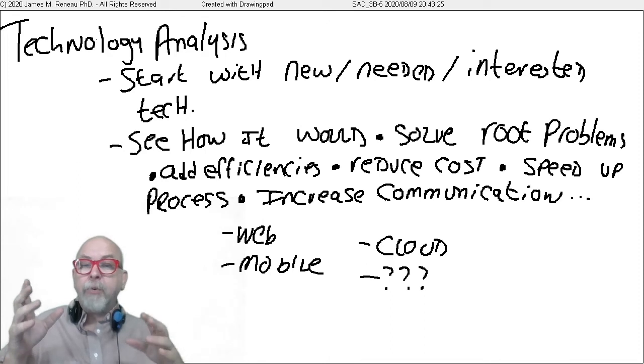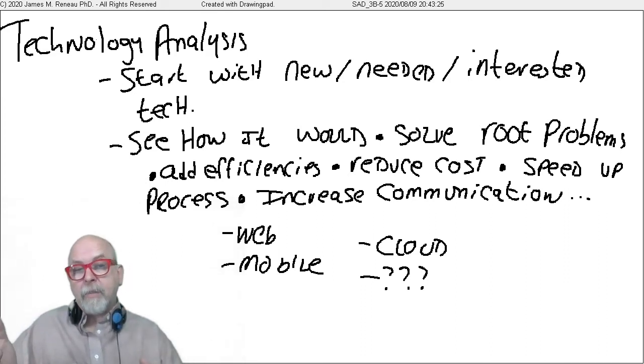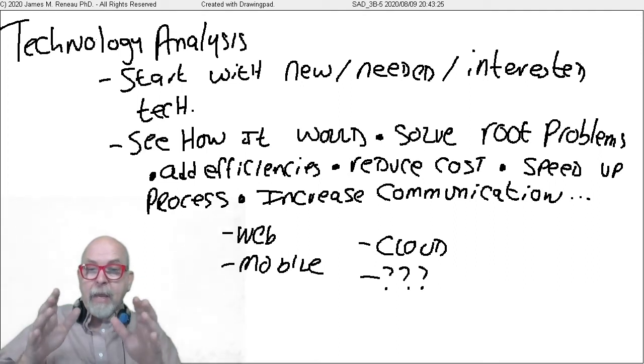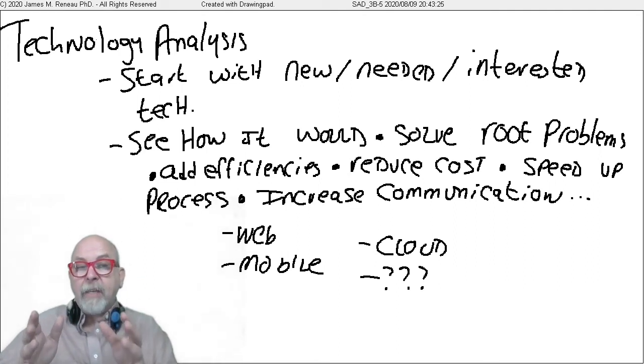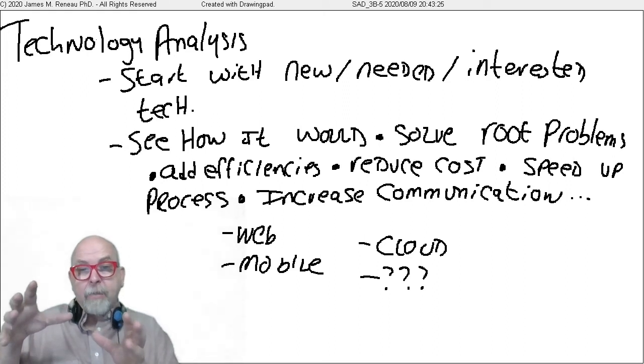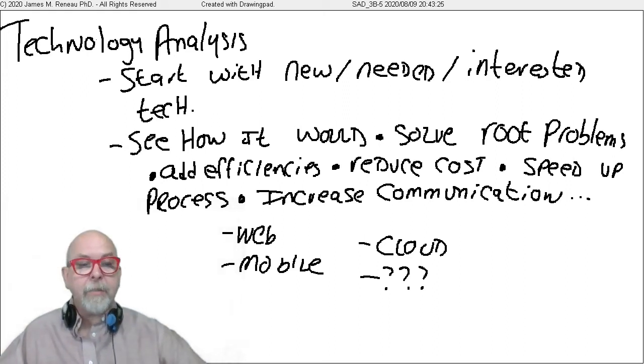And we've got to now do an analysis to see how it would work. Can we solve our root problems? Can we do our efficiencies? Can we reduce our costs through eliminating and making activities more efficient? Can we speed up our processes? Can we increase our communications? So a technology analysis with all of those others all wrapped together. We've got to be analyzing all of these at the same time.